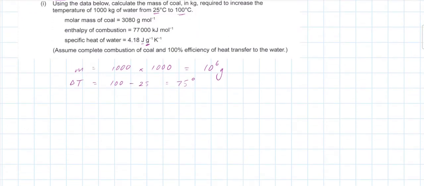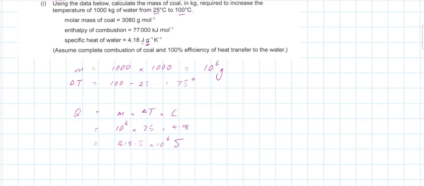So how much heat energy is required in order to boil this 1,000 kilograms of water? So the energy is equal to the mass times the change in temperature times the specific heat capacity of water. So let's substitute our values. So 10 to the power of 6 times 75 times 4.18, and that will give us 313.5 times 10 to the power of 6 joules.